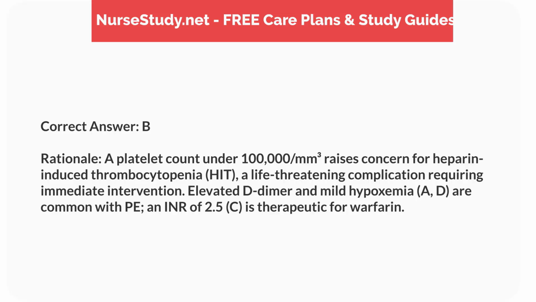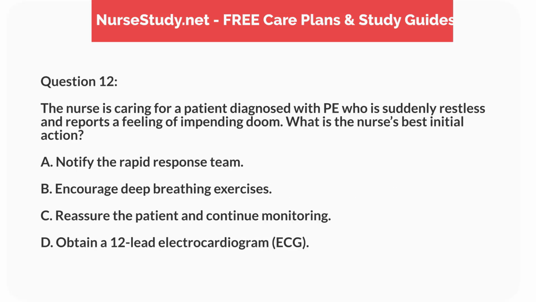Question 12. The nurse is caring for a patient diagnosed with PE who is suddenly restless and reports a feeling of impending doom. What is the nurse's best initial action? A. Notify the rapid response team. B. Encourage deep breathing exercises. C. Reassure the patient and continue monitoring. D. Obtain a 12-lead electrocardiogram, ECG.